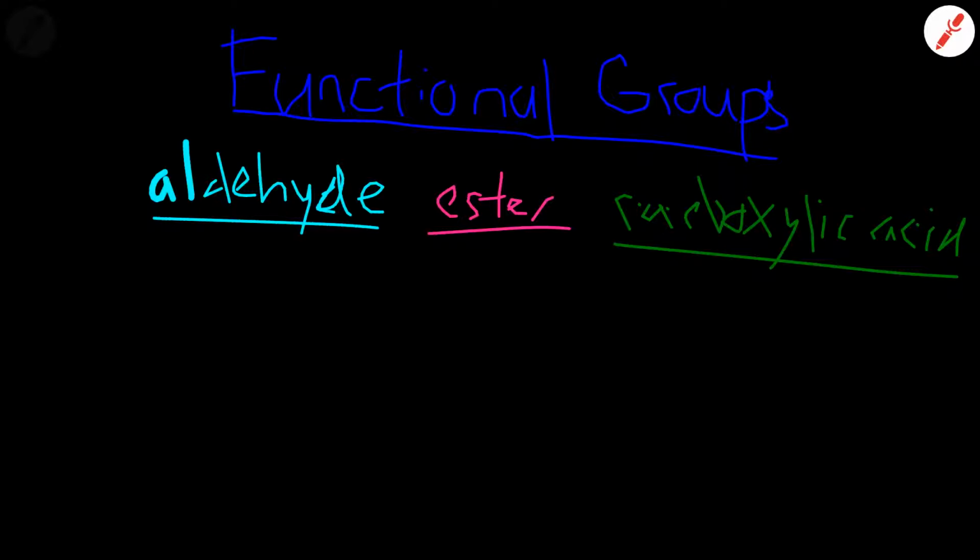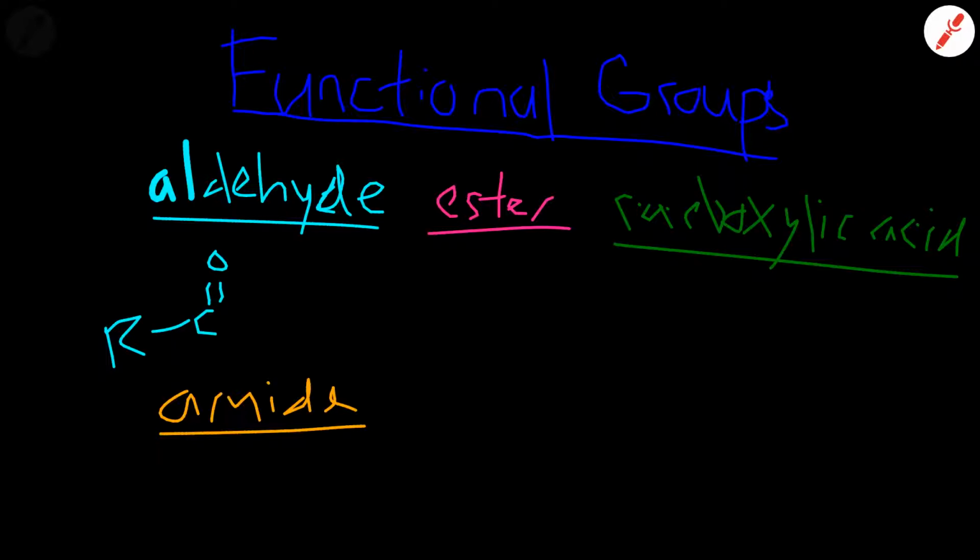Let's see: aldehyde, ester, carboxylic acid, and also an amide. And you'll see why I'm grouping all of these together in just a second. So when we have an aldehyde, we're going to have an R group connected to a carbon, which is double bonded to an oxygen. Does that look familiar? Yeah, that's our ketone we just went over. But instead of another R group over here, we're just going to have a lone hydrogen.